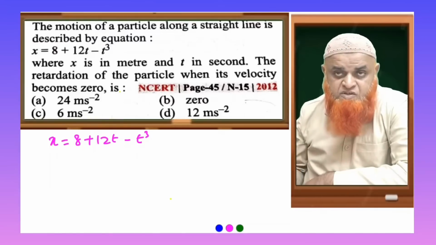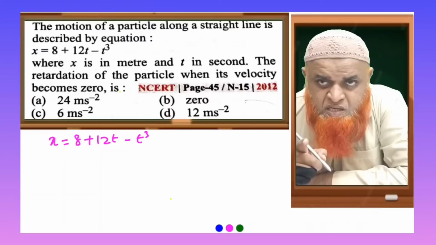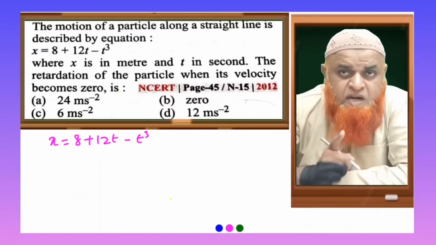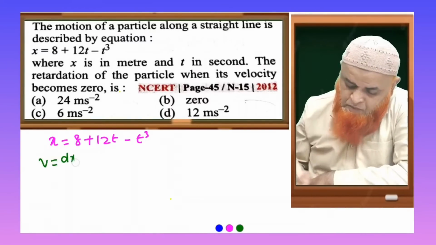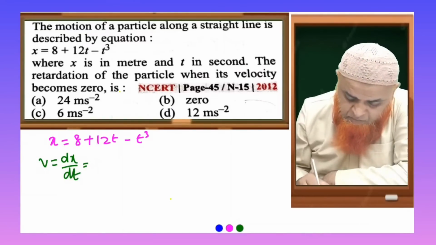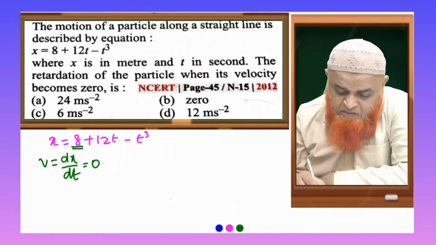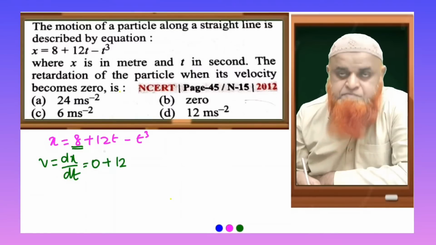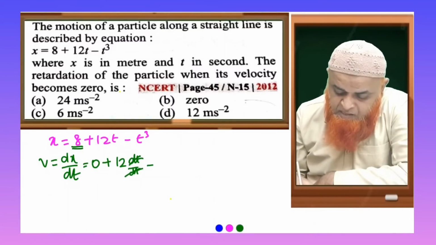You have to differentiate this, then you will get velocity. One time if you differentiate, you will get velocity, and the second time if you differentiate, you will get acceleration. You know about this, so let us go ahead. Here, velocity means dx by dt. For a constant, differentiation is 0. Next is 12, and dt by dt will become 1 here.